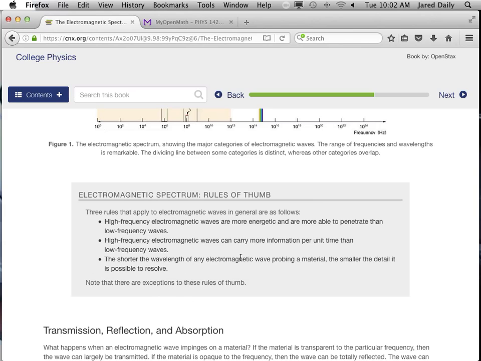The shorter the wavelength probing a material, the smaller the detail it will resolve. So in other words, if you're trying to make an image of a material, it's better to use shorter wavelengths to make that image. So blue light makes a better image than red light. Green light makes a better image than red light. And we can actually observe this with our eyes. If we filled this room with nothing but red light, I should get some red lights in here, your visual acuity would go down dramatically.